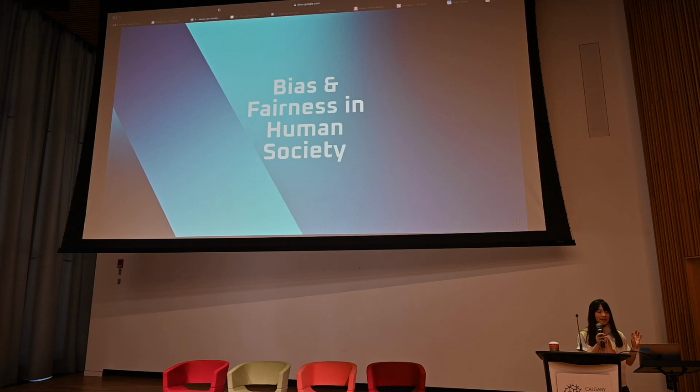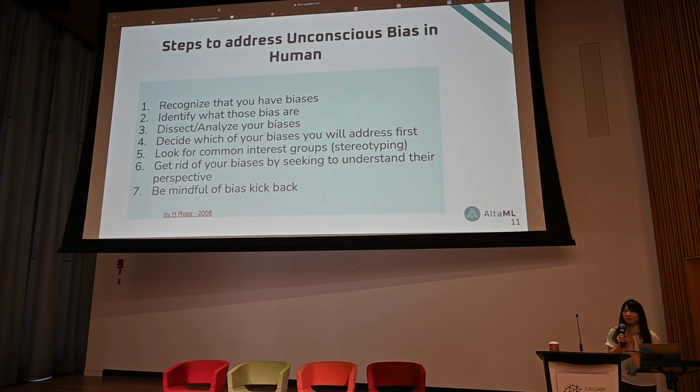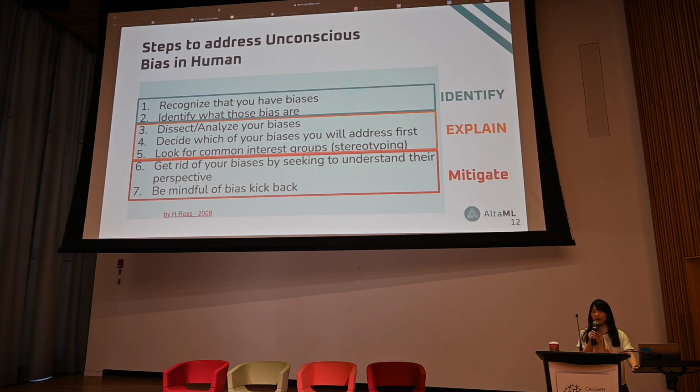Bias is there in our society. And this is a topic we've been talking about for many, many years. We know we have bias unconsciously. If we make decisions based on this bias, it can cause problems. So here are just some of the steps you can use to address the bias issue. I'll categorize this into 3 categories: identify, explain, and mitigate.